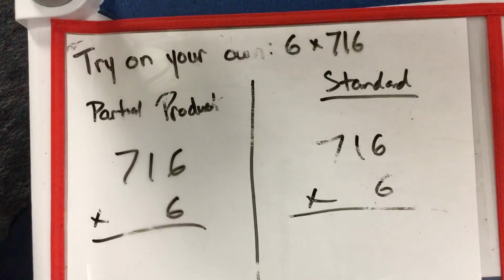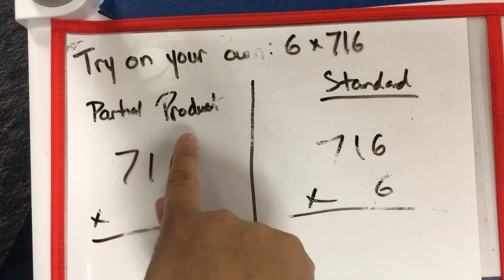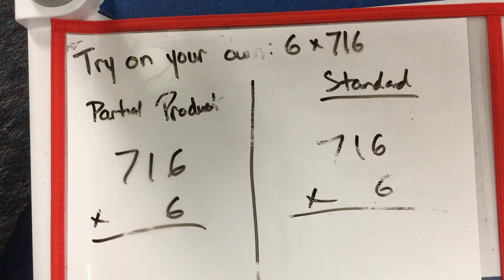Last one for you to practice. This one I want you to try on your own. We're gonna try 6 times 716. Your job is to do partial product and standard algorithm. Give yourself some time to do this, and then come back to the video and you'll see how I work through it, and you can check your answer. Okay, pause the video, give it a shot, and come on back.